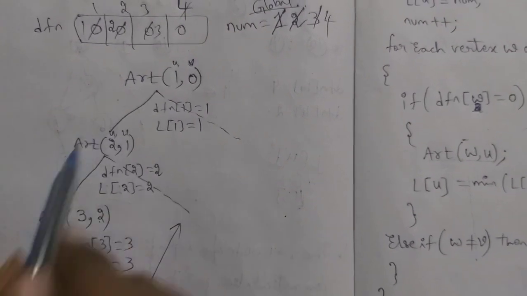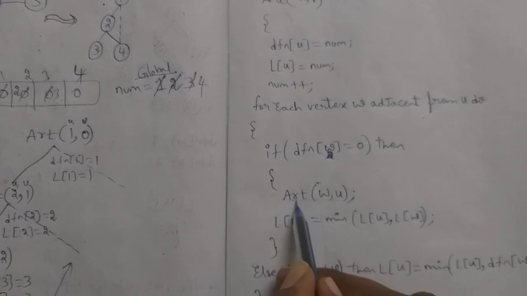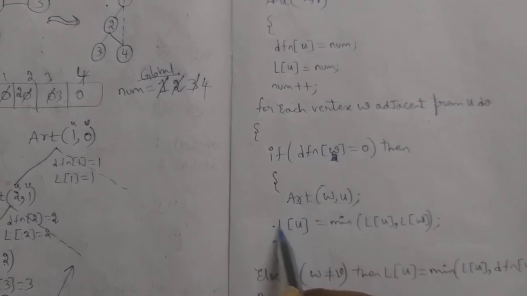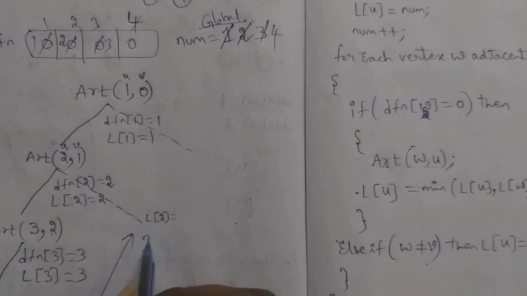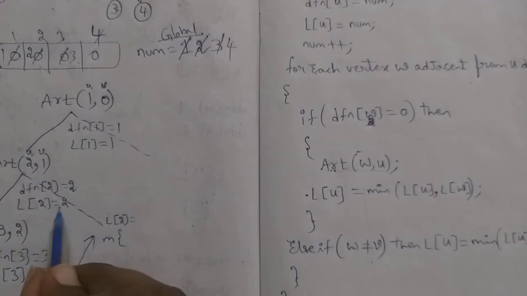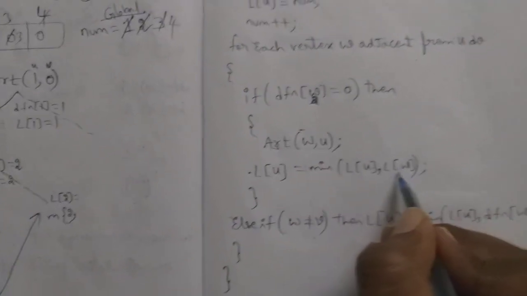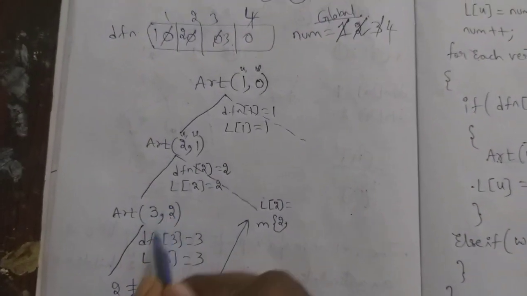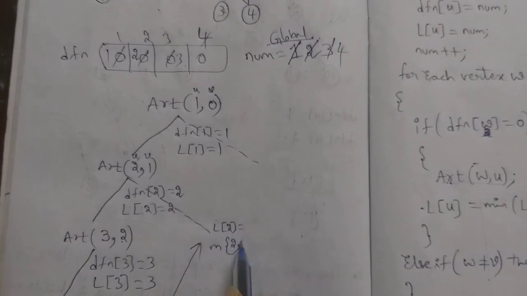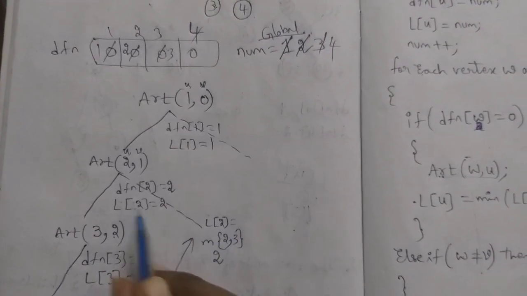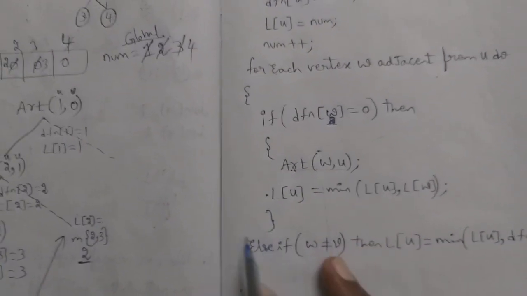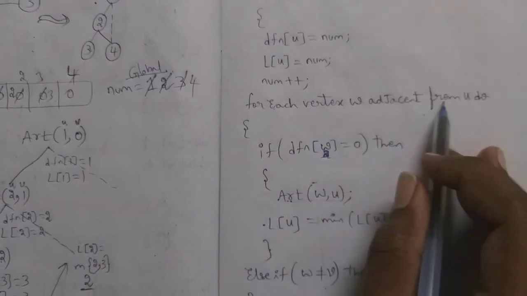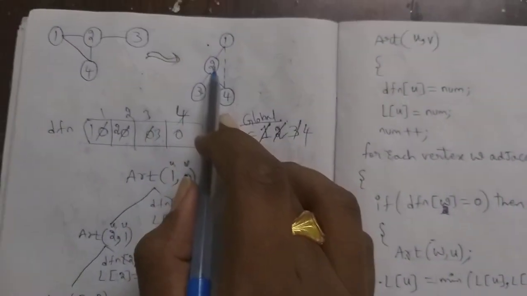What are the pending function calls at articulation of 2 comma 1? At articulation of 2 comma 1, this is the pending statement. Now L of u is equal to minimum of, it means L of 2 is equal to minimum of L of u, already it is 2 comma L of w. What is L of w? Child value L3, which is 2. Therefore L of 2 is unchanged, 2 only. Control comes back here again. For each vertex w adjacent from u, while calculating 2, 3 is finished.